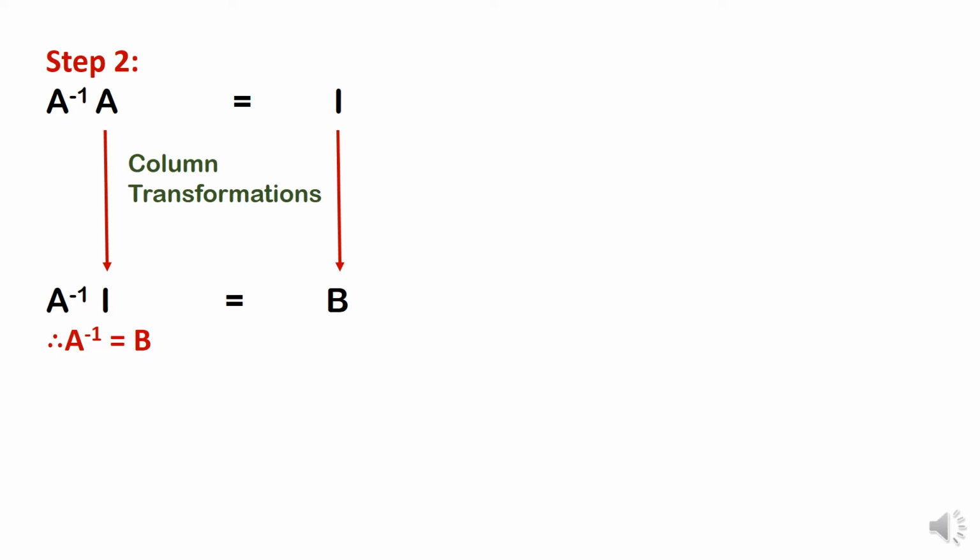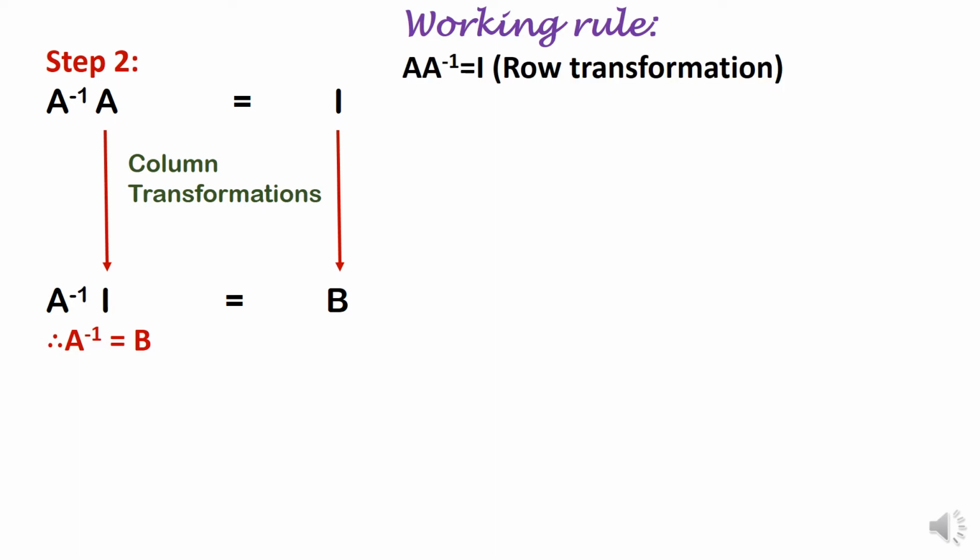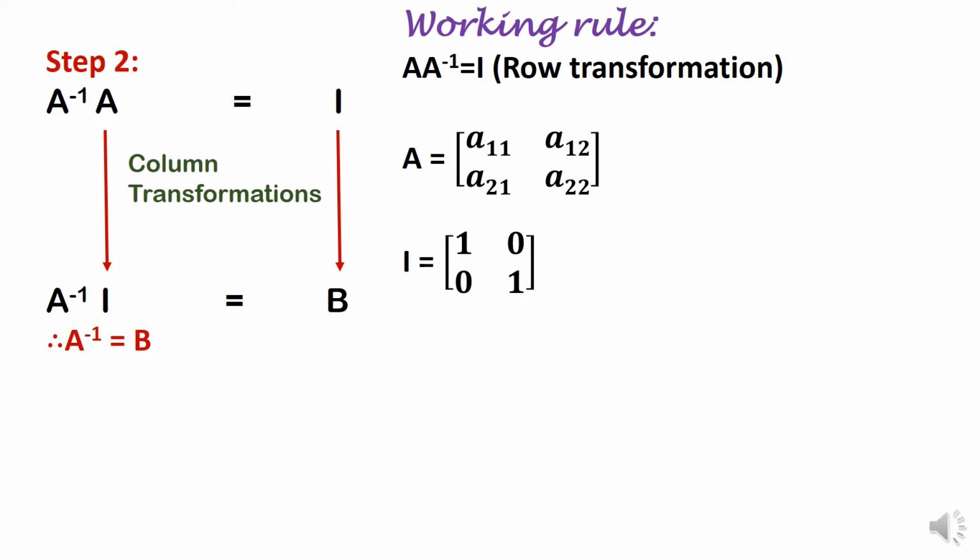Now, there are certain working rules over here. If you follow these rules, mistakes will be very less. You will be able to get the correct answer without much effort. Suppose we have A into A inverse is equal to I. What can we do over here? Yes, we can only do row transformation. Consider A as a 2 by 2 matrix where the elements are A11, A12, A21 and A22. Suppose we have to convert A into I, again a 2 by 2 matrix, 1, 0 and 0, 1 are the rows of I.